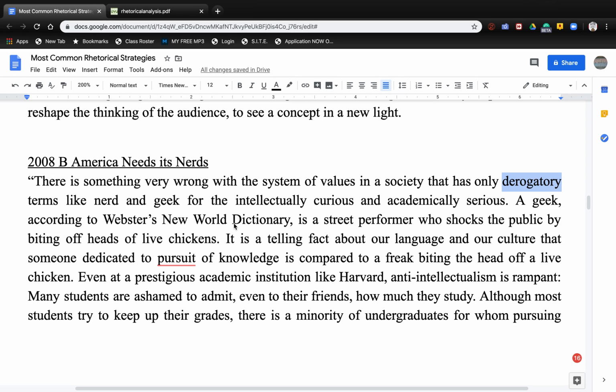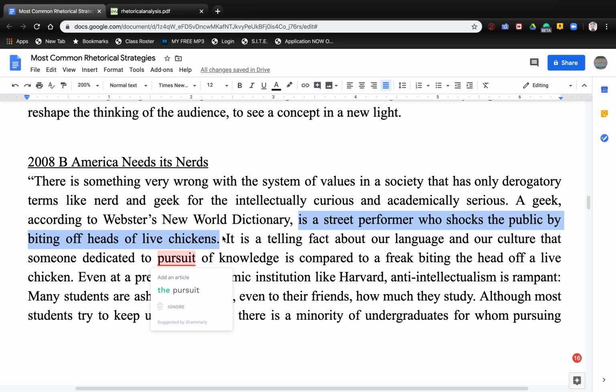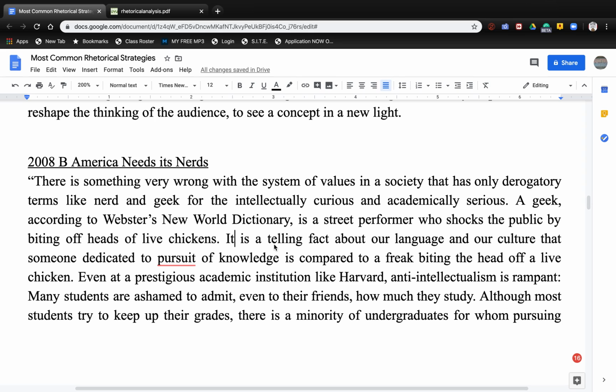"A geek, according to the dictionary, shocks the public by biting off the heads of live chickens." So they give you a definition right away, right? But the idea here is to change that definition as the text continues. So, for instance: "It is a telling fact about our language and our culture that someone dedicated to the pursuit of knowledge is compared to a freak biting the head off a live chicken." So right away, this is one of the points we're trying to make.